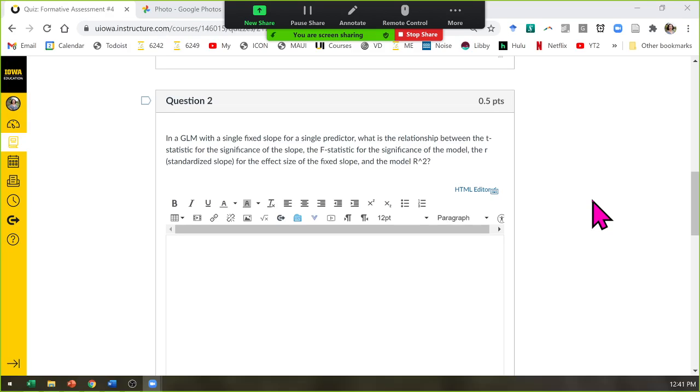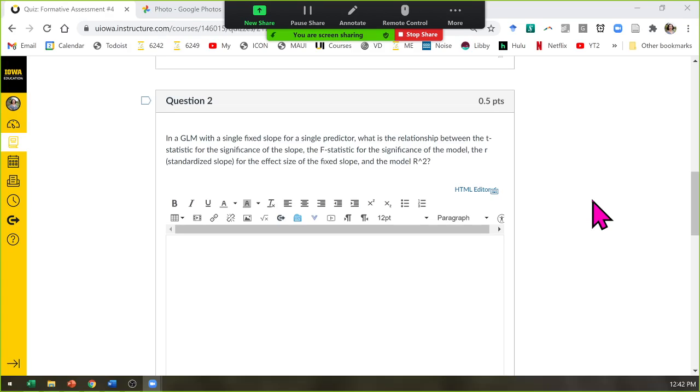If you only have one slope in the model, the significance test for that slope tells you the same thing as the significance test for the model. So T is the significance test used for a single slope. T squared gives you the F test for the model. So there's a one-to-one correspondence between the model and the slope if there's only one slope. Likewise, the effect size for that slope in an R metric, which would be a Pearson correlation if there's only one slope, you square that R and that is the model R squared.